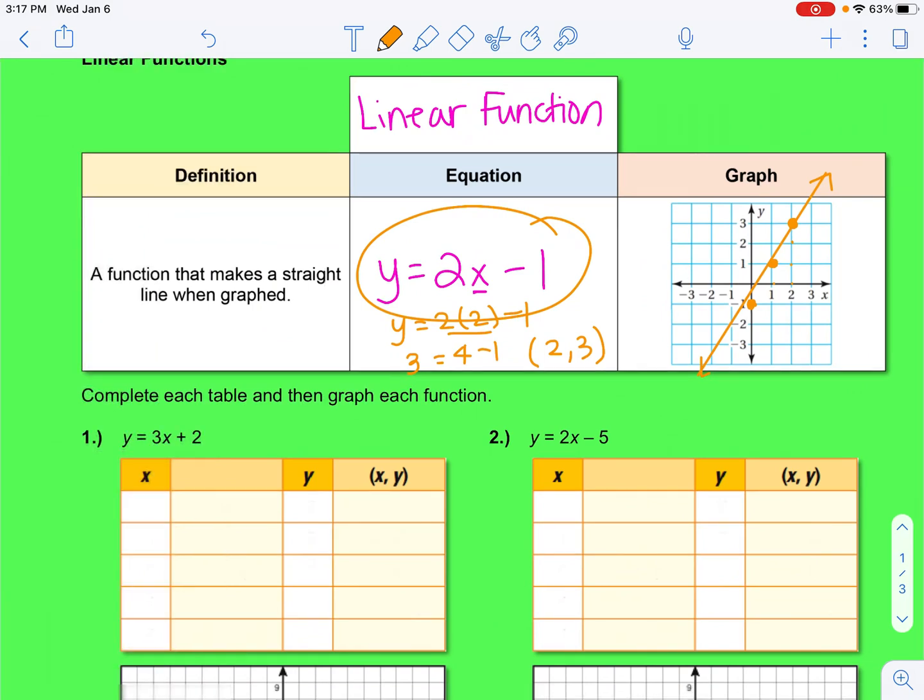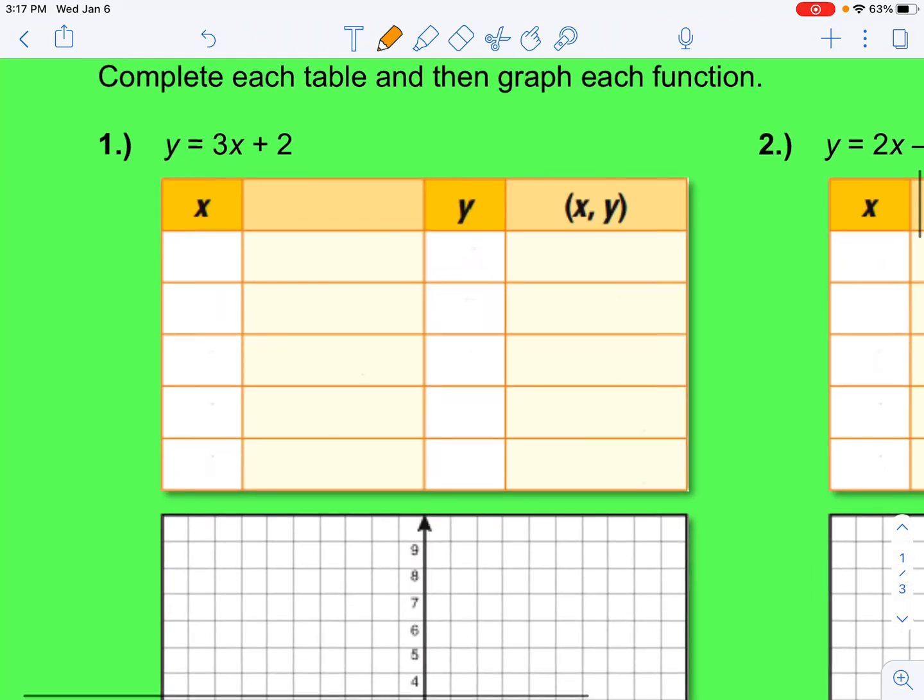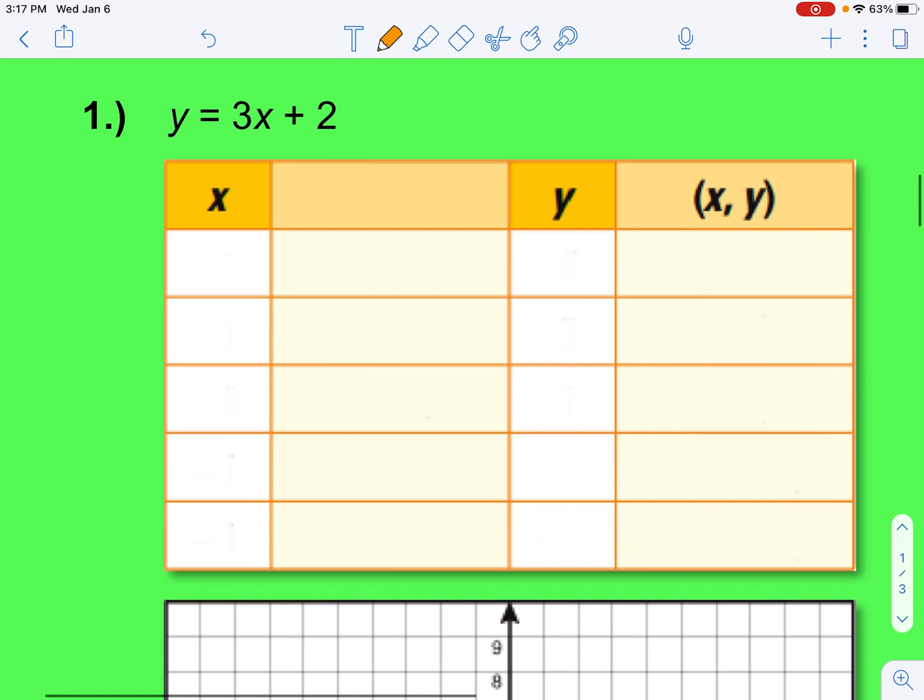Alright, so now let's do a few examples. We have 3 examples for today. We need to complete each table and then graph each function. Let's start with number 1. We have y is equal to 3x plus 2. The first thing we need to do is fill out our table.